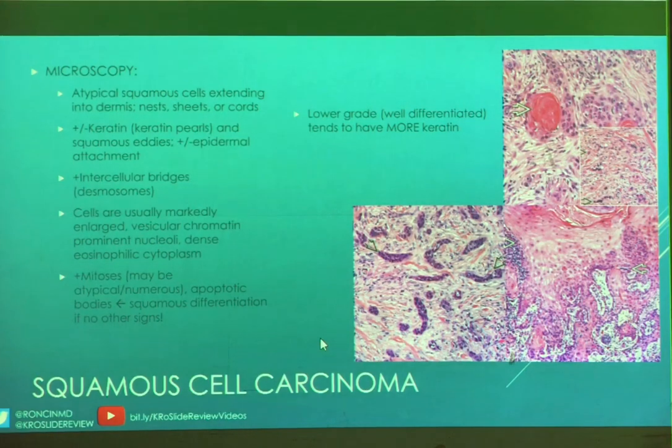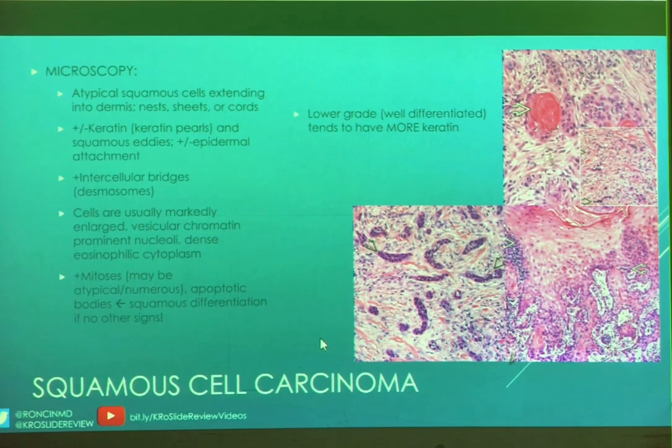On microscopy, not too surprisingly, there are atypical squamous cells extending into the dermis. These can either be in nests, which means well-defined areas, sheets, which are just a sea of atypia, or cords, which are kind of like strands of atypical cells. You may or may not see keratin and keratin pearls, so don't bank on that. You may or may not see squamous eddies. You can have epidermal attachment, but not always.